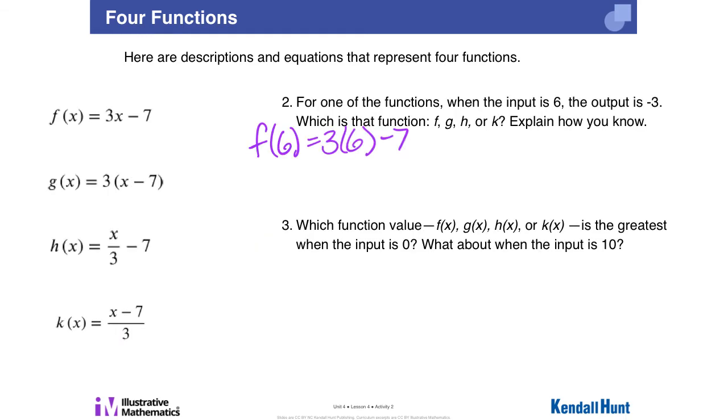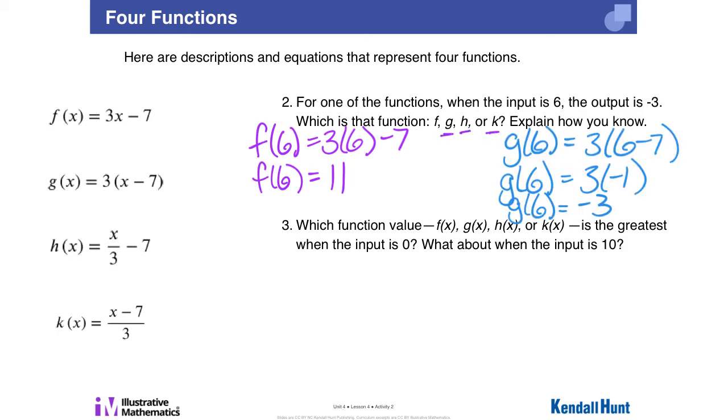Number 2 is asking us when the input is 6, the output is -3, which function is that true for? So I'm starting with function f, and I'm plugging in 6 for x, that's my input, and so my function looks like this, and I'm going to finish evaluating that. 3 times 6 is 18, minus 7 is going to be 11. So I know it's not function f, so which one is it, g, h, or k? It is function g. When I plug in 6 for x, my function ends up looking like this. I get 3 times -1, which is -3. So when the input is 6, the output is -3.